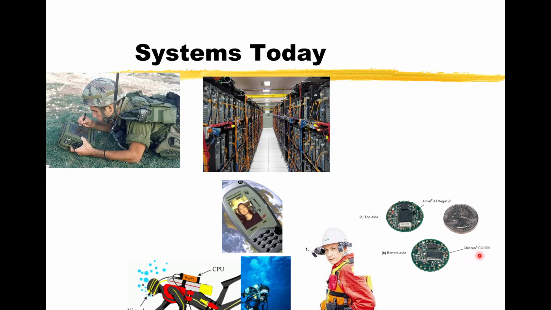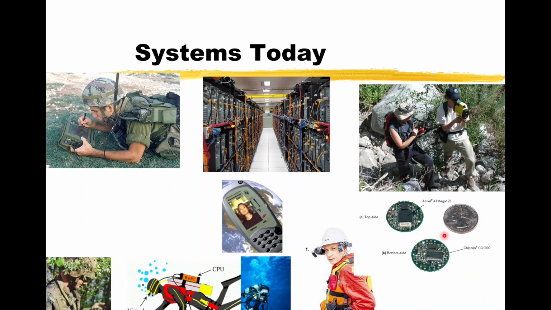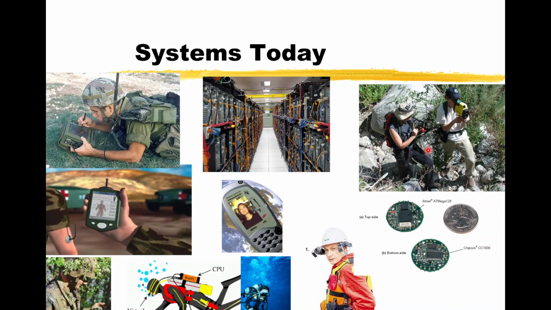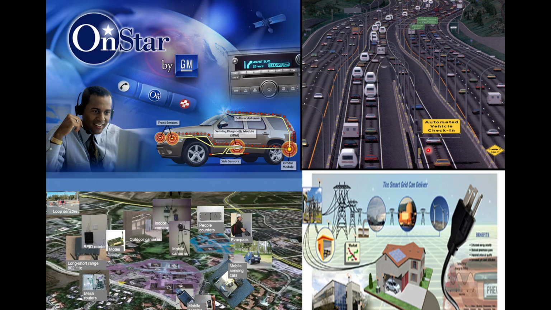This is a Chipcon CC1000. Chips get smaller and smaller, as small as the size of a coin. And we have people who are going for exploration. They also need computer systems, which they use for diverse activities in the military, in the Air Force, in NASA, and in space. We have these also in vehicles.